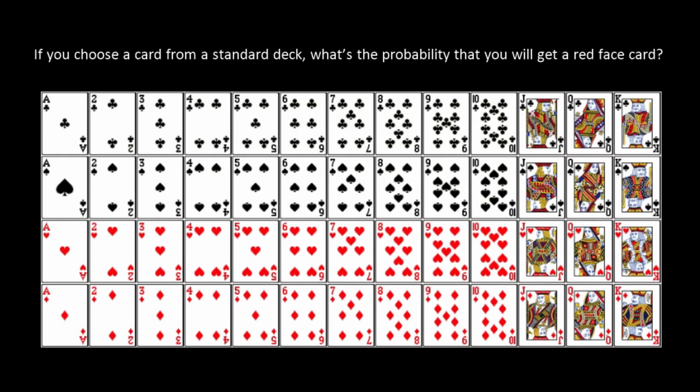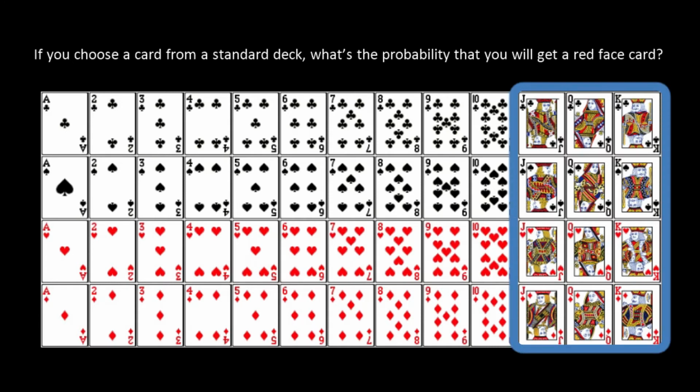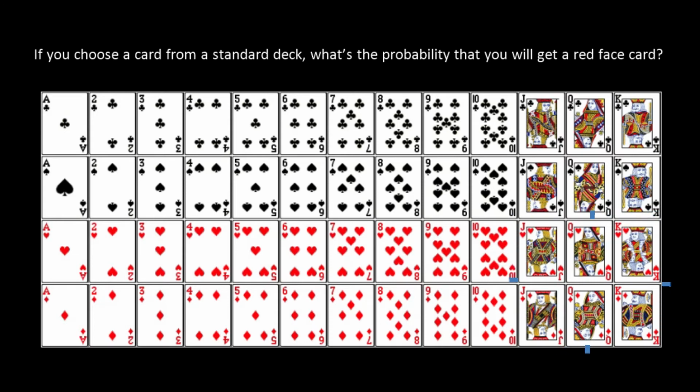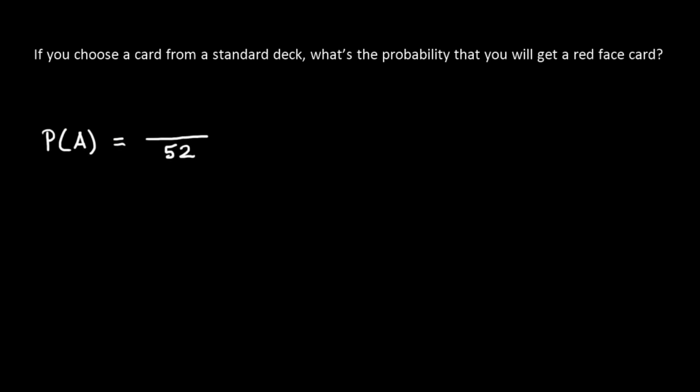So if we're interested in face cards, I know it says red, but just keep in mind there's 3 face cards in each of the 4 suits. So there's 12 face cards in total. And if we're interested in only red face cards, that would narrow that down to 6 red face cards: a Jack, Queen, and King in hearts, and a Jack, Queen, and King in diamonds. So our number of favorable outcomes, of course, is just going to be 6. So that is that for that probability.